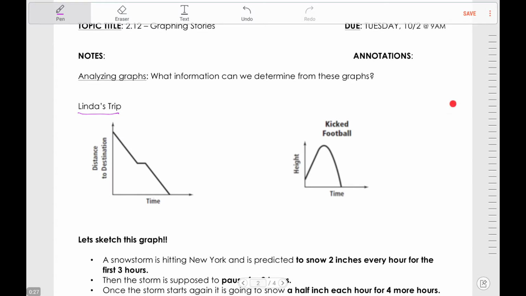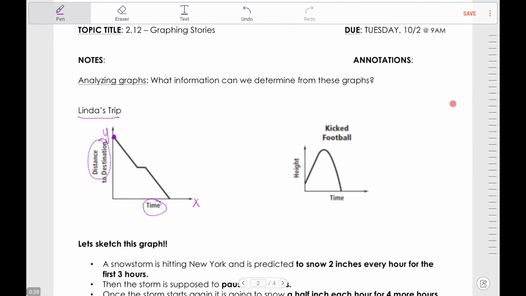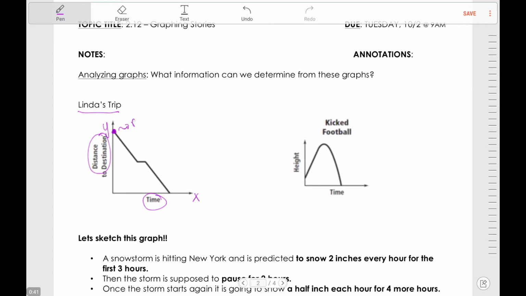Okay, it's important to note the axes and what they stand for. So this x-axis represents time, and the y-axis is talking about distance to the destination. So what does that mean at this point? At this point, it means she's really far from her destination. And over time, as time goes on, she's getting closer and closer to that destination. All right, and if you look at this end point, this point means she's reached her destination.